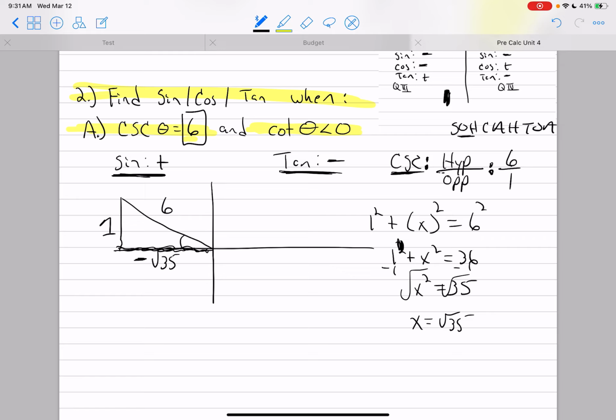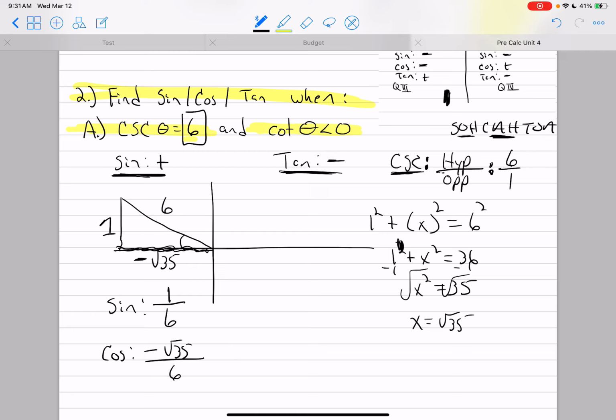All right. Now I can find sine, cosine, and tangent. Well, let's see. Sine, going back to SOHCAHTOA, is the opposite over the hypotenuse. So the opposite is 1, the hypotenuse is 6. Cosine is the adjacent over the hypotenuse. So the adjacent is negative root 35, and the hypotenuse is 6.